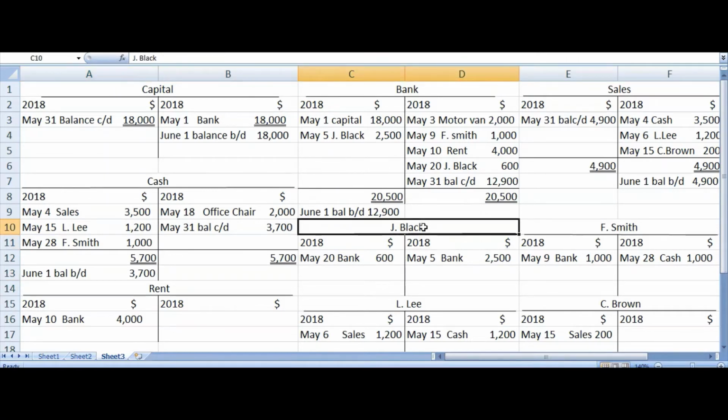So here you have it, J Black. The debit side is 600 and the credit side is 2,005. So it means that the debit side is the side with the smaller total. So we are going to take the smaller from the larger. So when we take 600 from 2,005, we are going to get a balance. So May 31st, balance CD of 1,900.